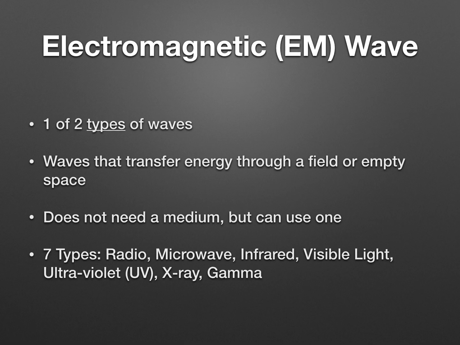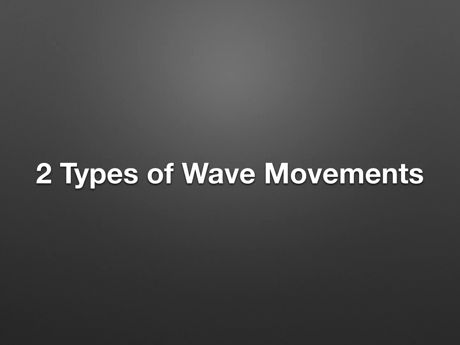There are 7 types of EM waves, and those 7 types are listed there: radio, microwave, infrared, visible light, ultraviolet, X-ray, and gamma. We'll talk a lot more about the EM waves. That's known as the EM spectrum right there. We'll talk about that more when we get later in the unit near the end when we talk about just EM waves. So like I said, there's 2 types of waves, but there is also 2 types of wave movements.